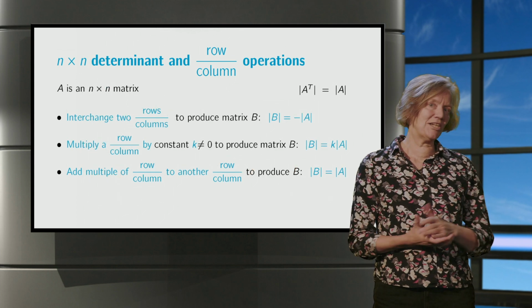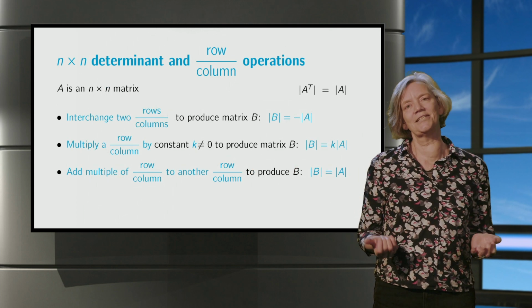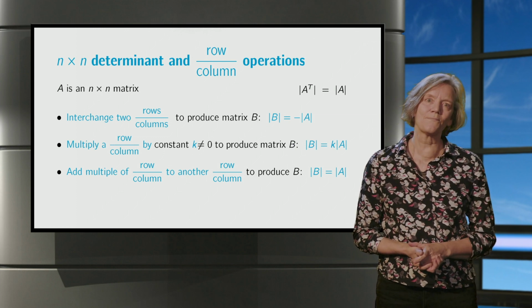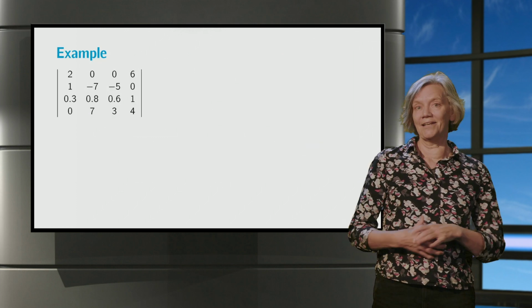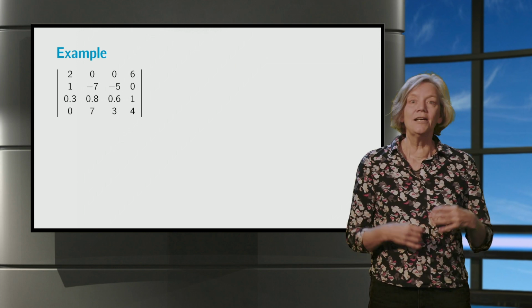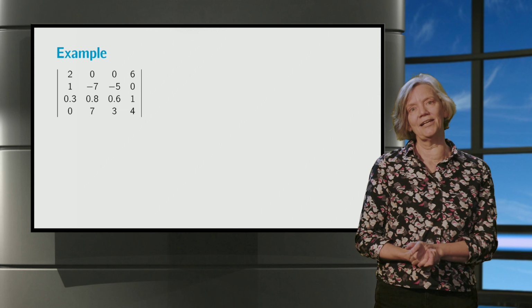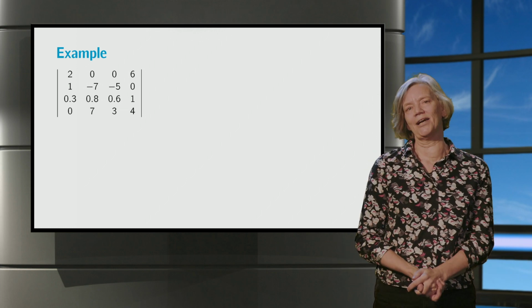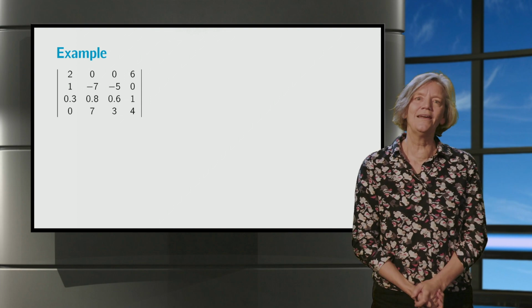This example can be generalized, and we can conclude that the same rules are valid for all n by n determinants. Finally, an example of how these rules can simplify calculations. Suppose you want to calculate this determinant. Of course, this can be done in infinitely many ways. I'll show you just one of them.